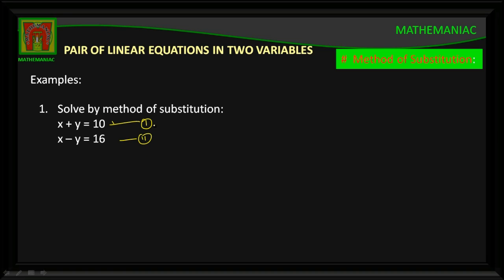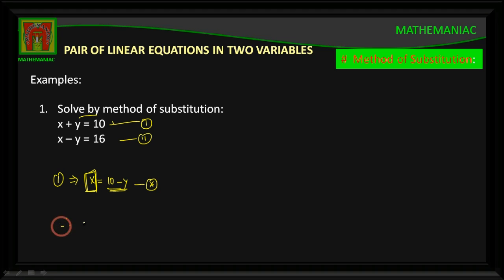Now you have to choose either of these equations to find the value of x or y in terms of the other. As I told you, normal calculation says that we start with 1. So I'm going to start with 1. I'd like to take this y to the right side. Then I'll be getting x equal to 10 minus y. I have got this as a substitution. The name is substitution because now I have got something to put in place of x. I have got something to substitute for x, right?